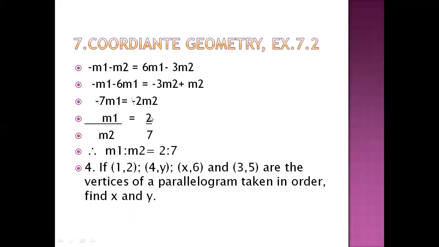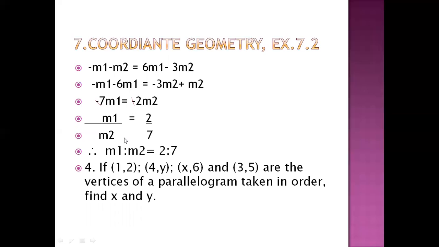So we have to find the ratio of m1 and m2. That means m1 by m2 you have to find out. Ratio of m1 by m2 can also be written as m1 is to m2. So this m2 you are bringing here, means the 7 should go that side. This m2 is coming here so that it will become m1 by m2, and this 7 should go here, that is 2 by 7. So m1 by m2 is equal to 2 by 7. Therefore m1 is to m2 is equal to 2 is to 7.